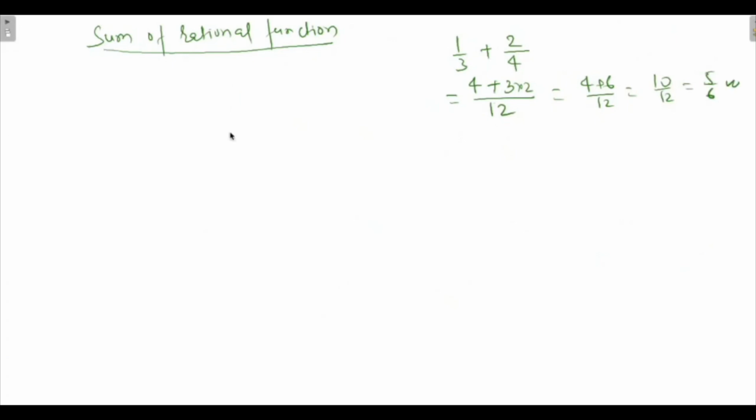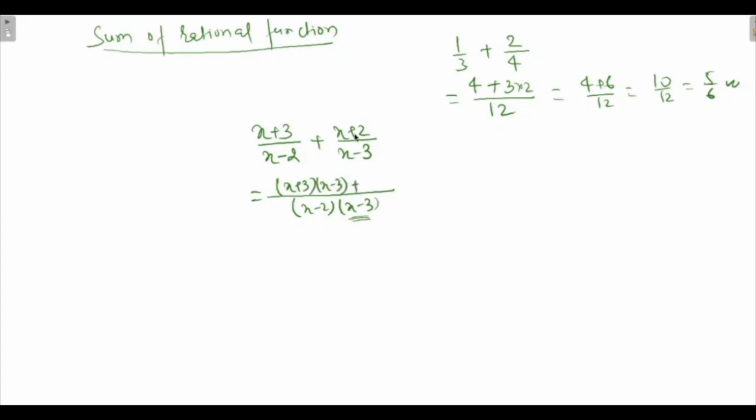The same way, if I am trying to sum up two rational functions, for example, x plus 3 divided by x minus 2, and then x plus 2 divided by x minus 3, something like this. Then I have to take the LCM of these two, and since there is basically nothing common, I'll have to write x minus 2 into x minus 3. So that will be the LCM of these two expressions. Now if I divide this by x minus 2, I'll be left with x minus 3, which will be multiplied with x plus 3. So x plus 3 into x minus 3.